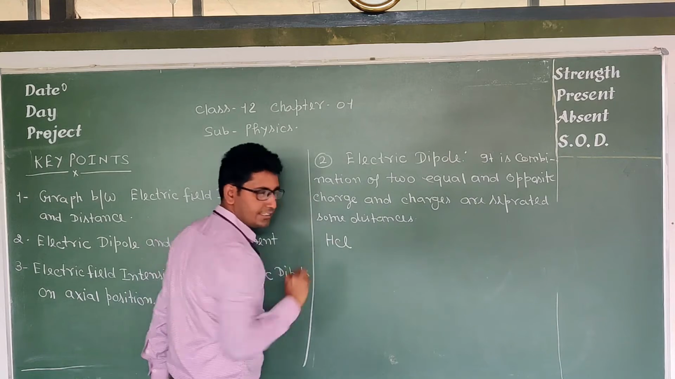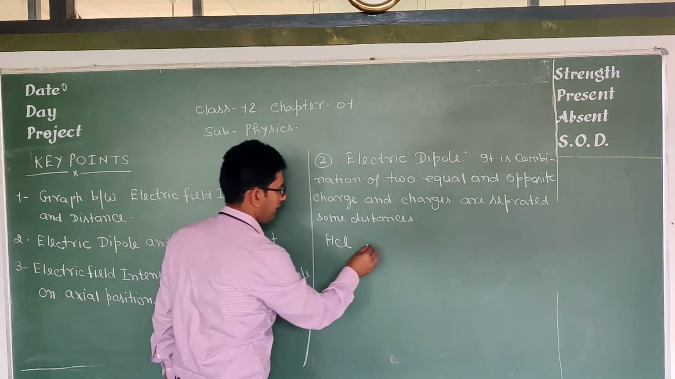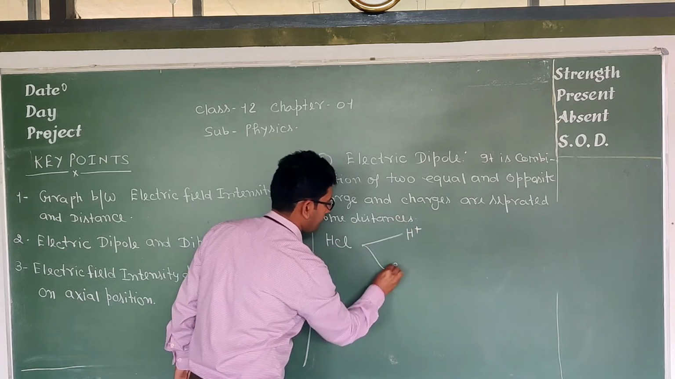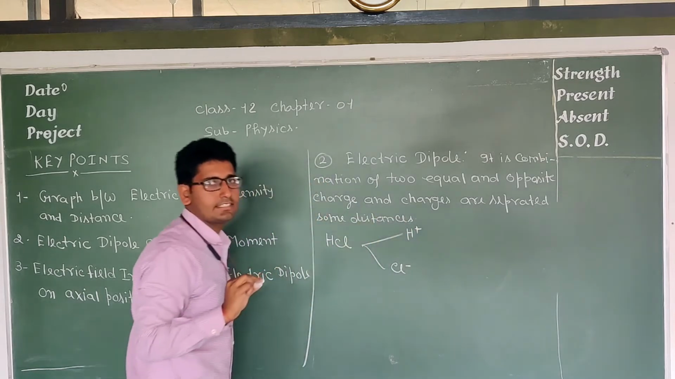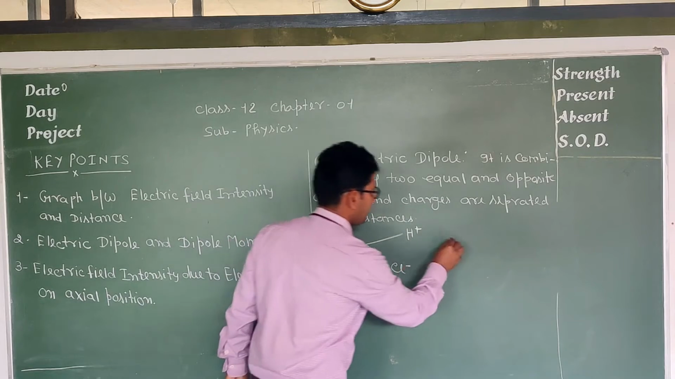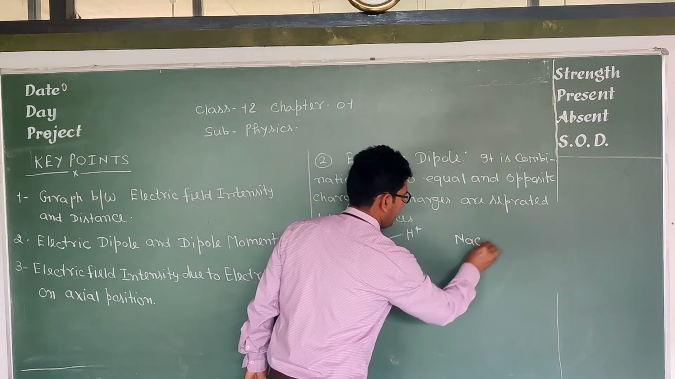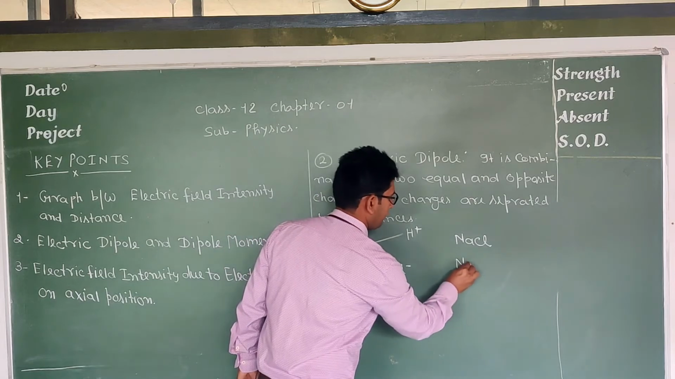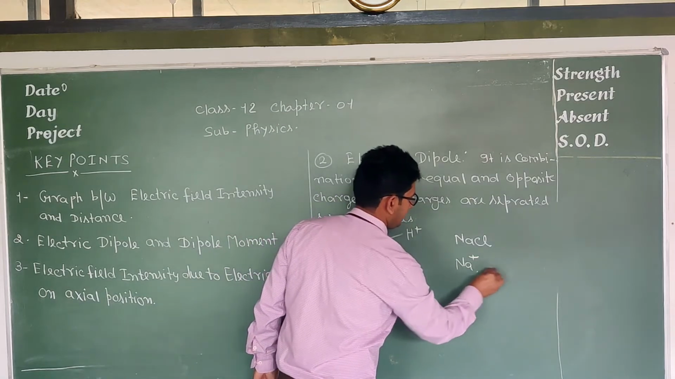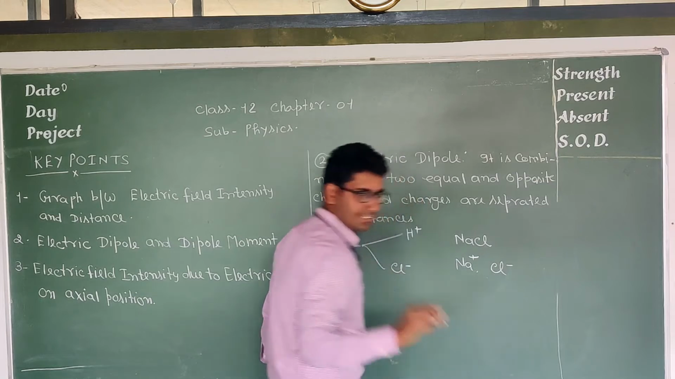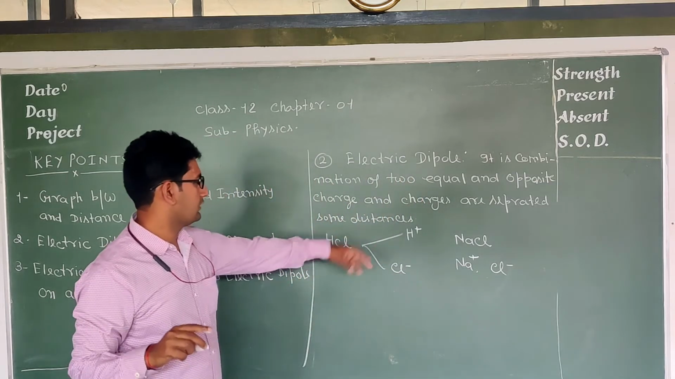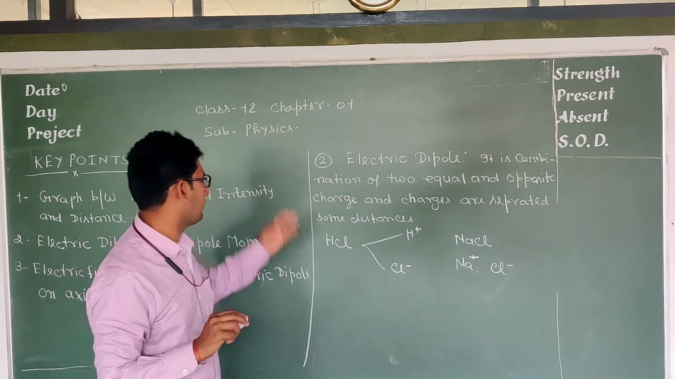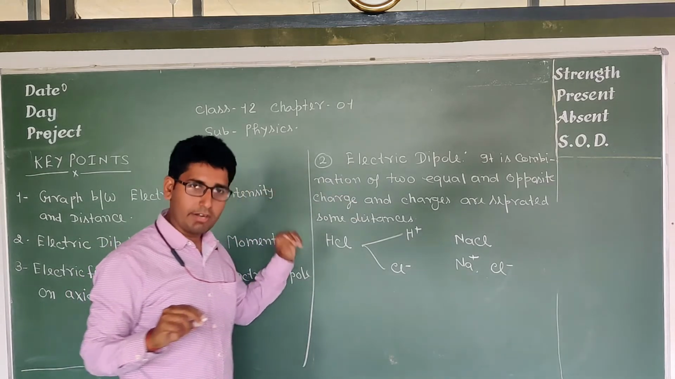Suppose HCl is an electric dipole. Why? Because H has positive charge and chlorine has negative charge. Same as NaCl is also an electric dipole because sodium has positive charge and chlorine has negative charge. So this is the example of electric dipole. And what is electric dipole moment?